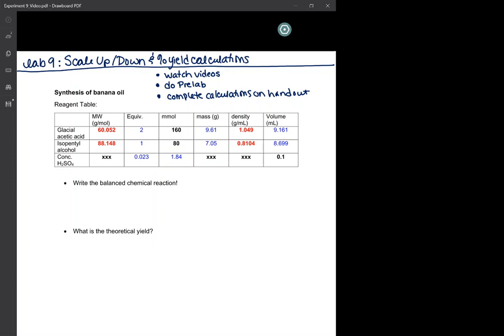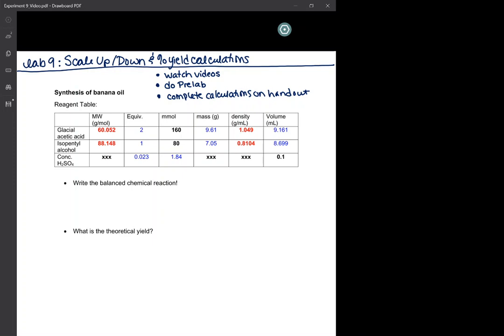So after you watch this video, go ahead and open up the handout, and there'll be a link to the pre-lab questionnaire. So you'll do that just like you've been doing in the past weeks. And then you'll complete the calculations that are on the handout, and that'll be your report this week. So I'm going to make this video that's going to review how to calculate your percent yield using your reagent table. And then I'll probably make another separate video about how to scale up and down reactions. All right, so watch both of those, and then you can move on to everything else.